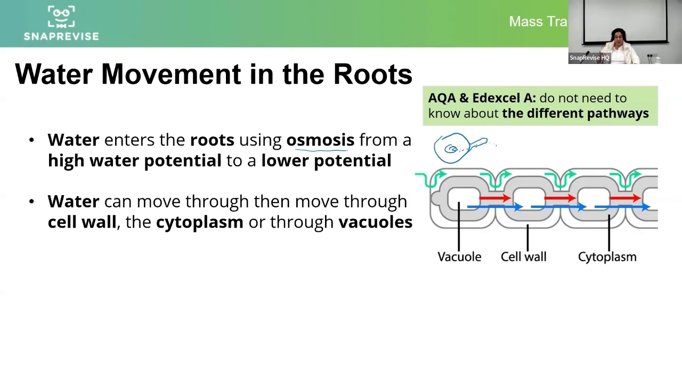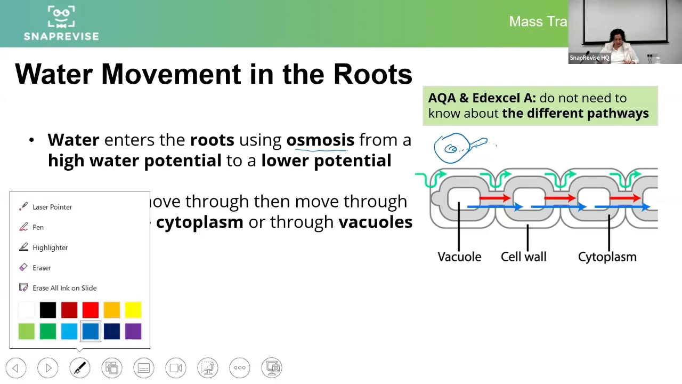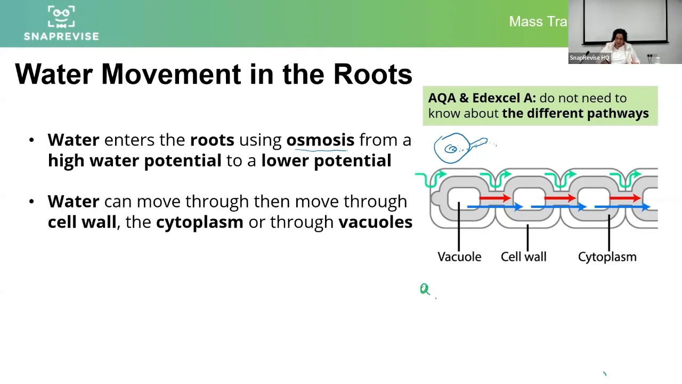So we've got three different paths. If you're AQA and Edexcel A, you don't need to know the names of the different pathways. OCR and Edexcel B, you do. So it's quite important that I can use the right colors here. If we look at these green arrows here, we have what is known as the apoplast pathway.